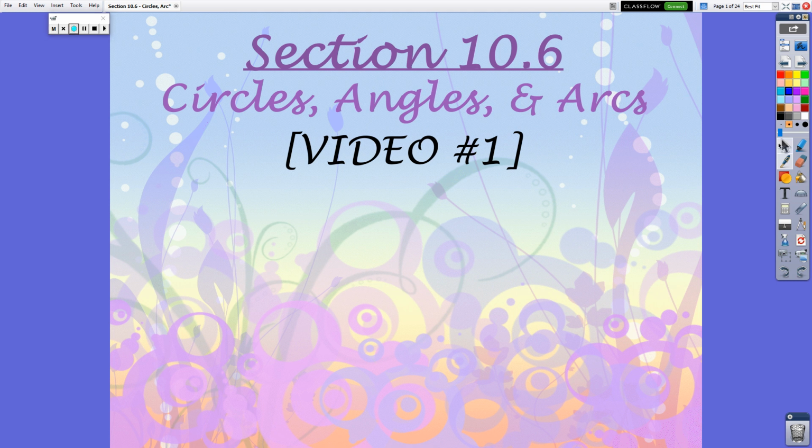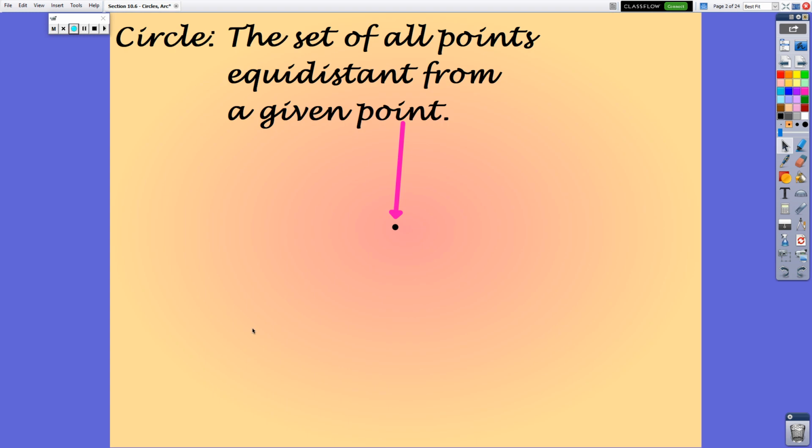and we will start with the most basic of definitions, a circle. By definition, a circle is defined as the set of all points equidistant, or equal distance, from a given point. So let's start with that last part of the definition, from a given point. Let's say here is our given point. And so now I need a set of all points.